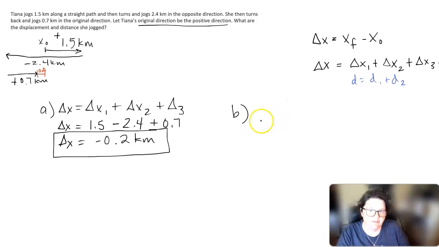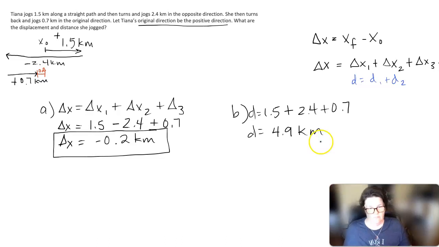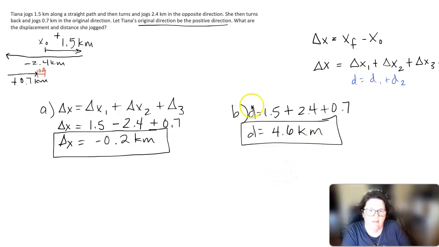For distance, again, we don't care about the fact that this was in the opposite direction. She probably doesn't care either. If she went jogging, she just wants to add it all up. And so if we add all of those up, I believe we get 4.9. I'm going to check that in my calculator. We get 4.6. So again, this was a little bit trickier than the last one because you had 3 displacements.